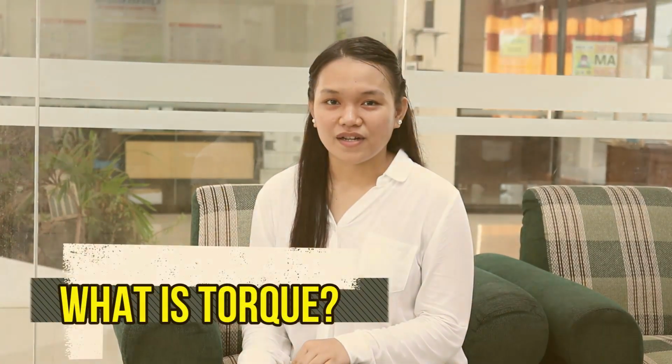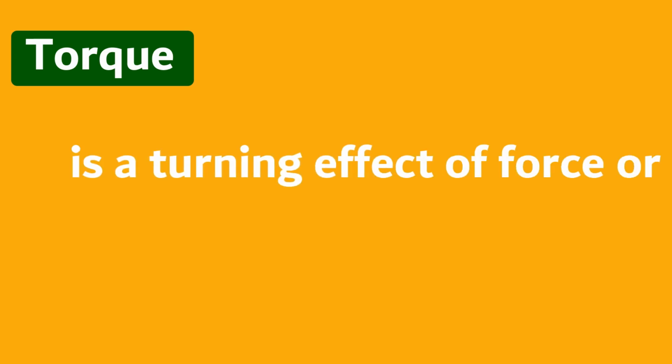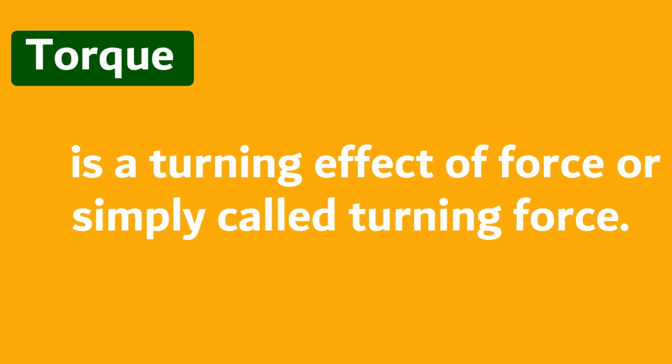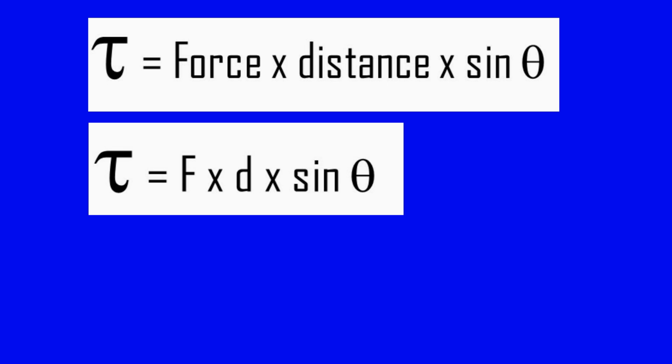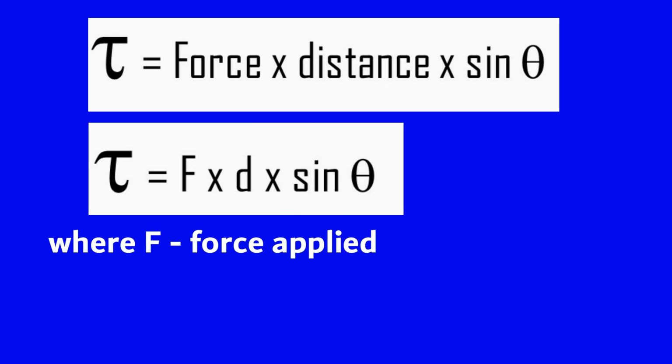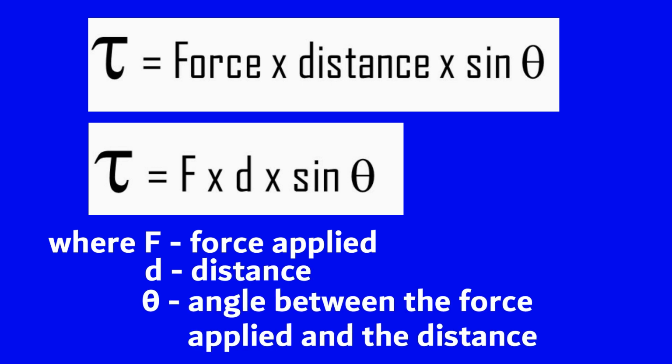So what is torque? Torque is the turning effect of force, or simply called turning force. According to University of Guelph, torque is the cross product between the force vector and the distance vector, where F is the force applied, d is the distance, and theta is the angle between the force applied and the distance.